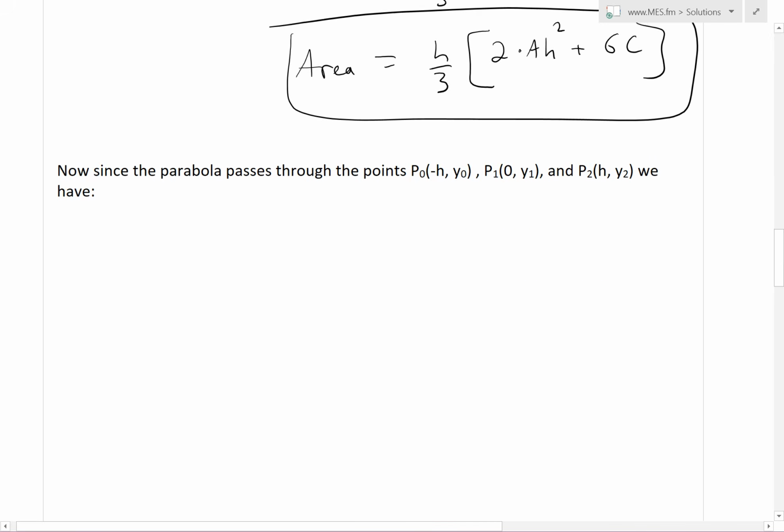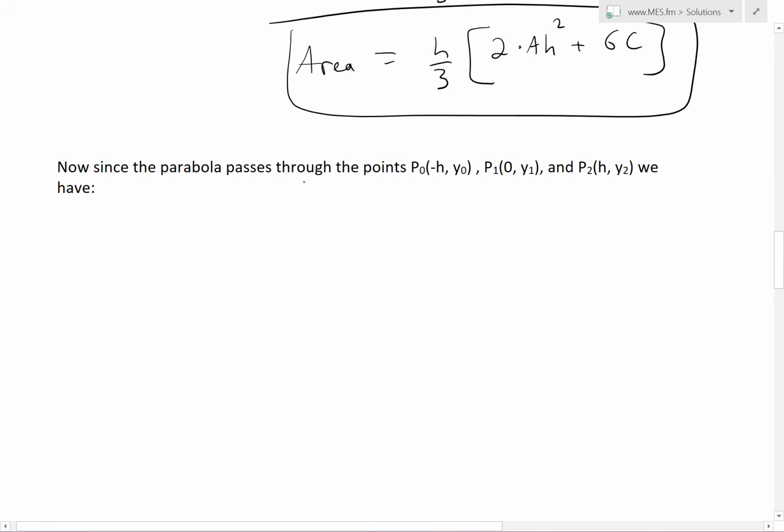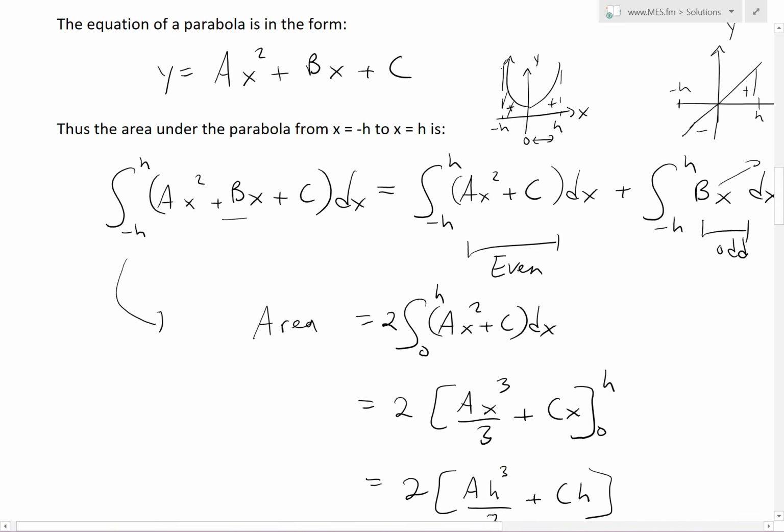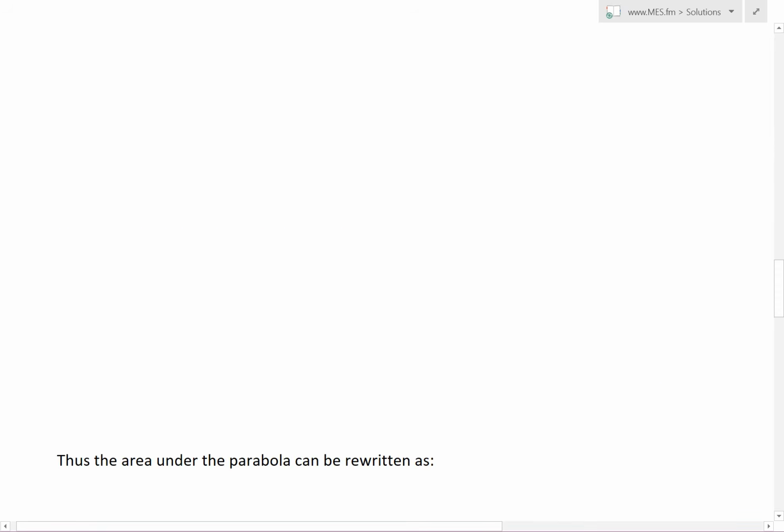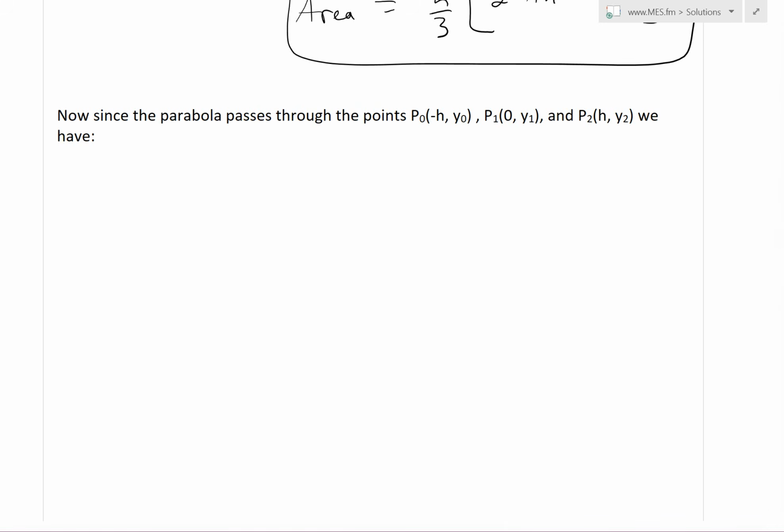Yeah, and that part right here, well, we know that the parabola passes through the points P0 of negative h, y0, and P1, 0, y1, and P2, h, y2, and that's exactly what these three points right here are. So first of all, we know that the parabola is written as y equals ax squared plus bx plus c, and you can learn more about parabolas in my video linked below, why it's written in this form. So that's our parabola.